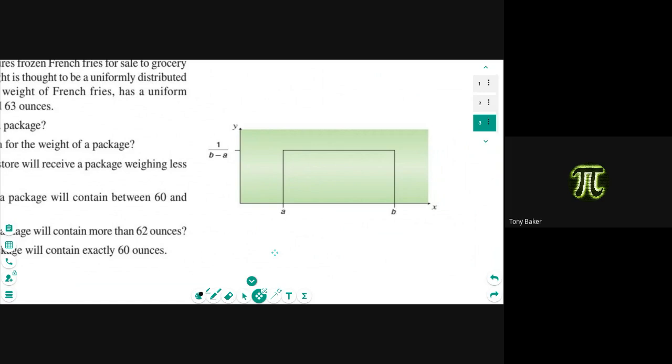So we look at our little distribution. 57 would be there, and 63 would be there. The height is 1 over b minus a, and that's going to basically be what your probability is. So it's 63 minus 57. So the height of the rectangle is 1/6.